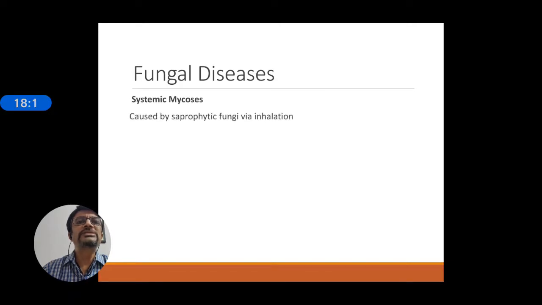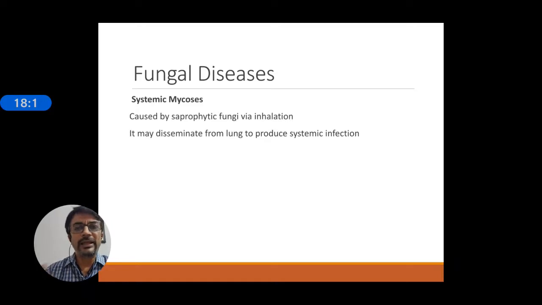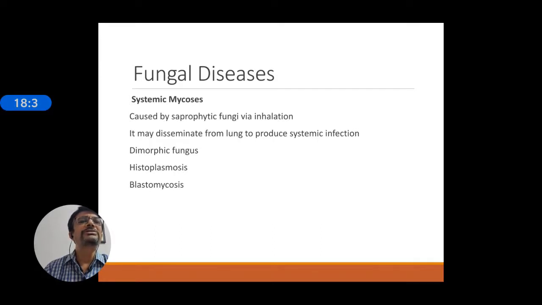Next would be systemic mycosis, that is caused by saprophytic fungus via inhalation of spores. It originates in the lung and then it spreads to various organs of our body. Mostly this systemic mycosis is produced by dimorphic fungi like histoplasmosis, blastomycosis, etc. These are the examples of this fungus.